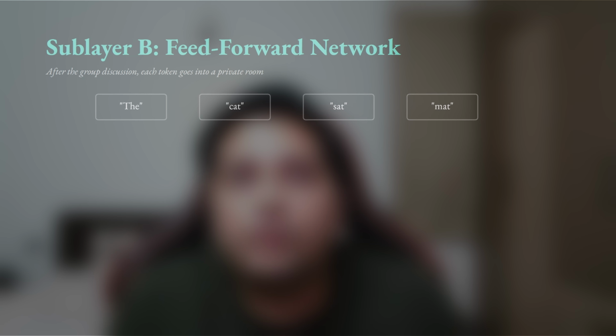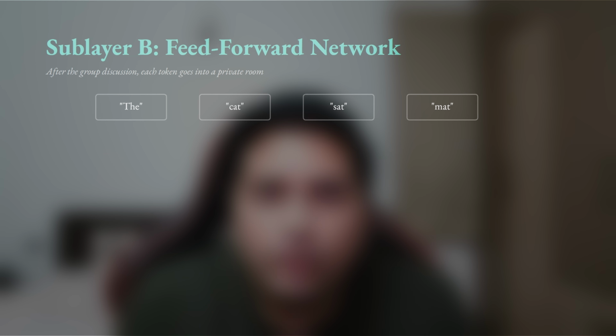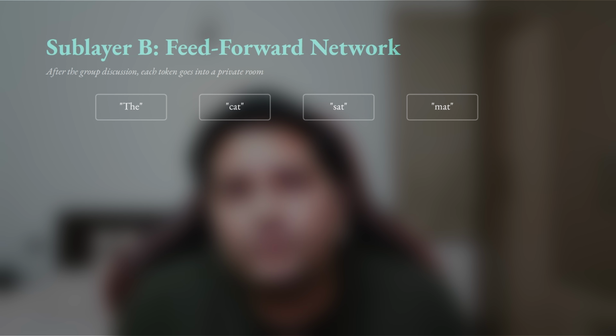Self-attention gave every token access to information from every other token. Each token representation has been updated to reflect the relationships in a sentence. Now the feed-forward sub-layer processes each of those updated representations, but this time with no communication between tokens whatsoever. Let's look at this. Here is a four-token sentence.